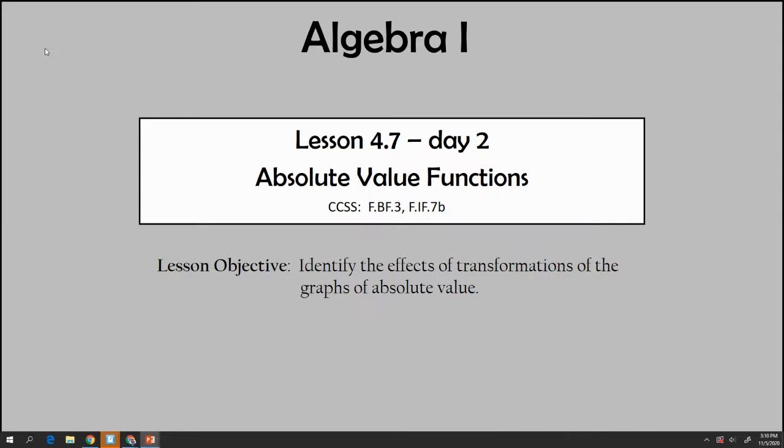All right, today we're going to spend a second day on lesson 4.7, which is absolute value functions. And essentially, we're graphing these. Today, we're going to look at a couple of the characteristics of these graphs that will help us understand where it's going to be and what it should look like prior to even making the graph, as well as doing some of the more complicated ones, I guess.